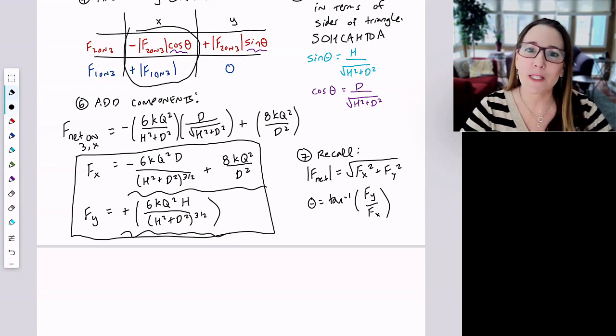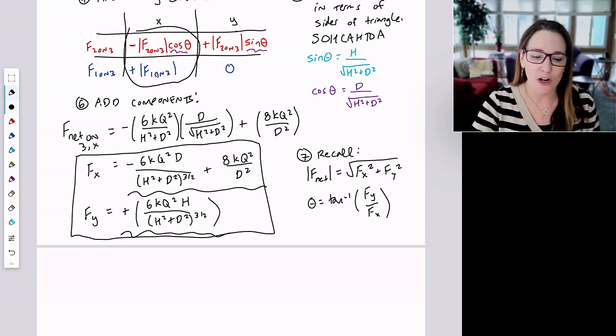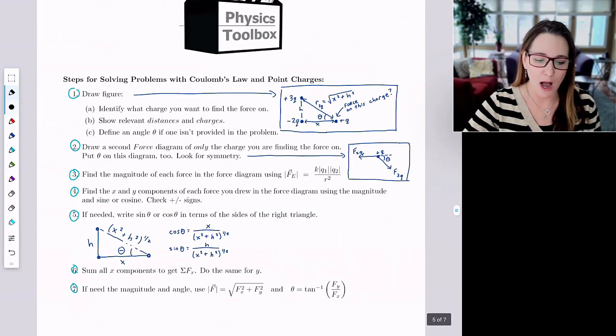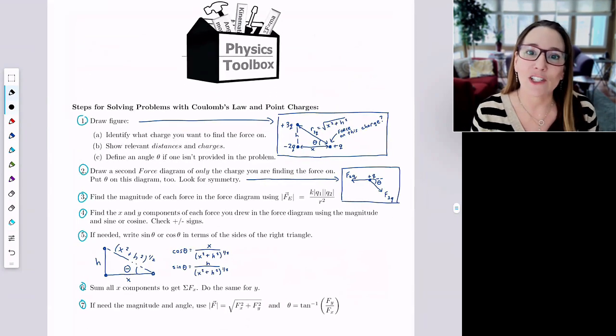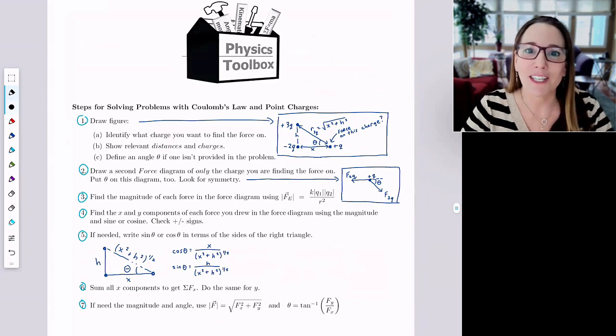All right, so I hope that this helped clarify, and remember that we do have these toolbox steps that you can follow along with at any time, and you'll find those in your course packet.